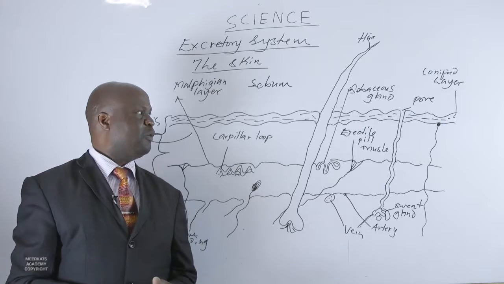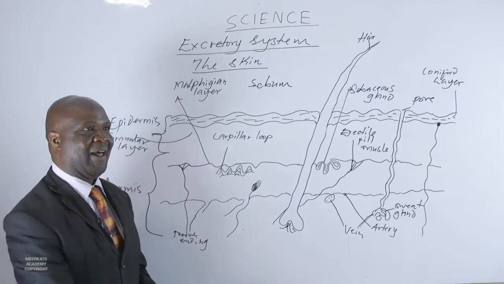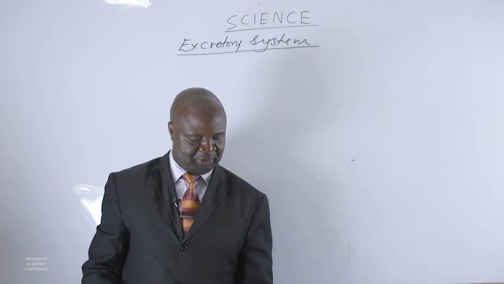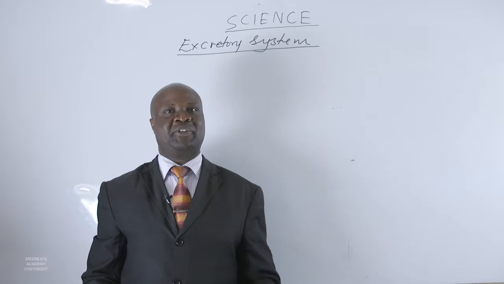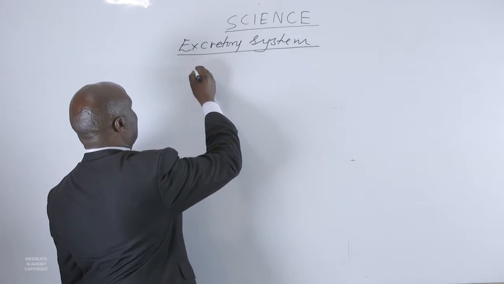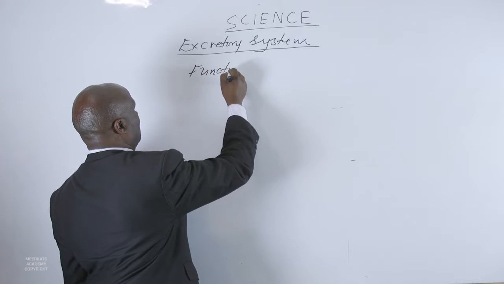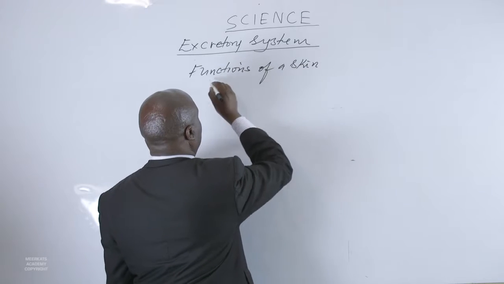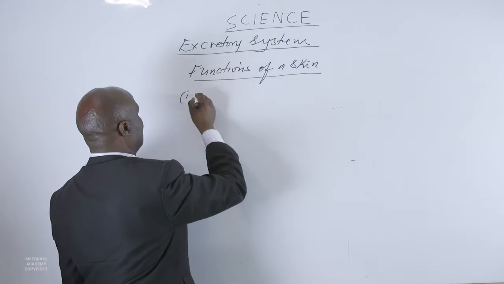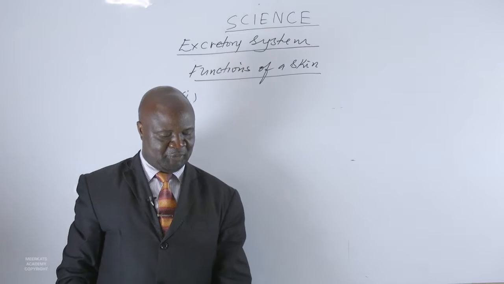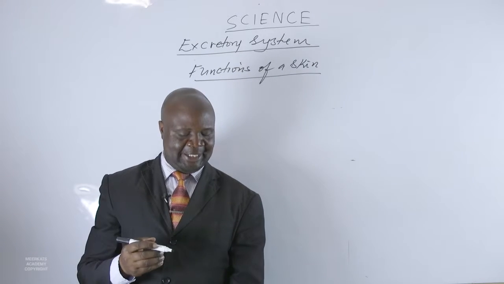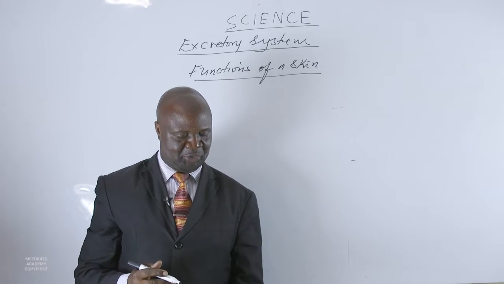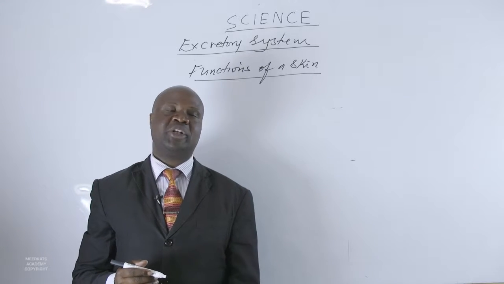Now, we want to discuss the major functions of the skin. There are close to 6 functions of the skin. The first function of the skin is protecting the underlying blood tissues by preventing entry of germs.